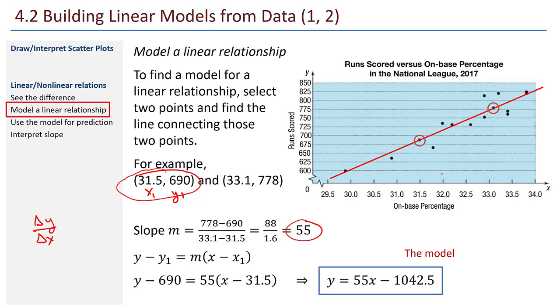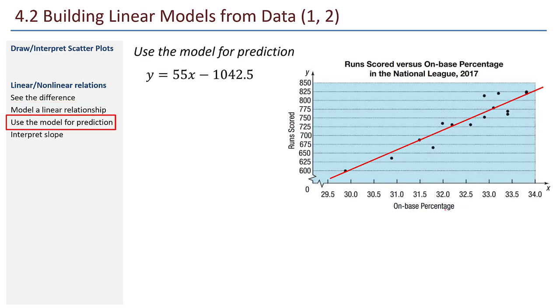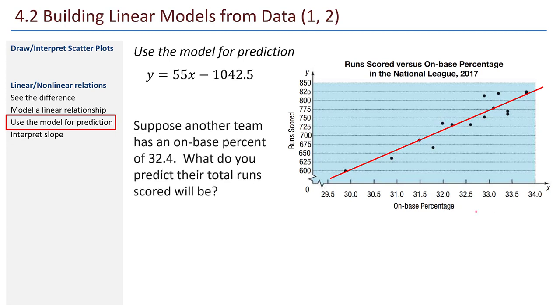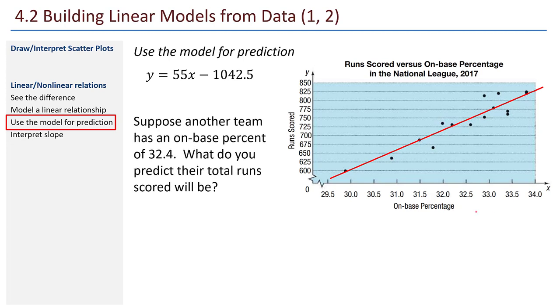Okay, so now that we have the model, now that we have the actual equation for the line, what can we do with it? Well, there's two things. First, I can use the model for prediction. Let's suppose that some other team has an on-base percent of 32.4.